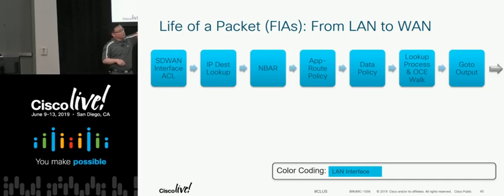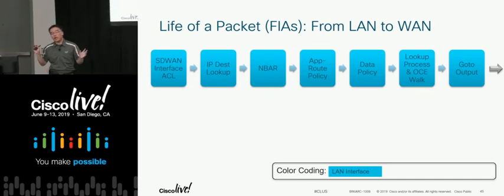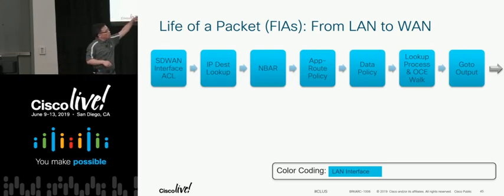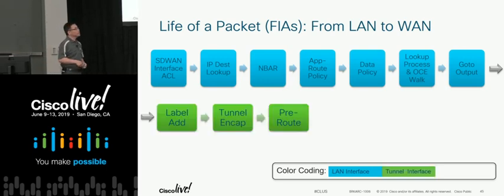Then it's going to execute that data policy. That data policy can be a global policy, which we call centralized policy, to define your network segmentation and the VPN memberships, or it can be a localized policy, which is commonly the QoS policy. Then it will do a lookup process, walking through the OCE, output chain element, to get the packet ready to be processed on the tunnel interface.